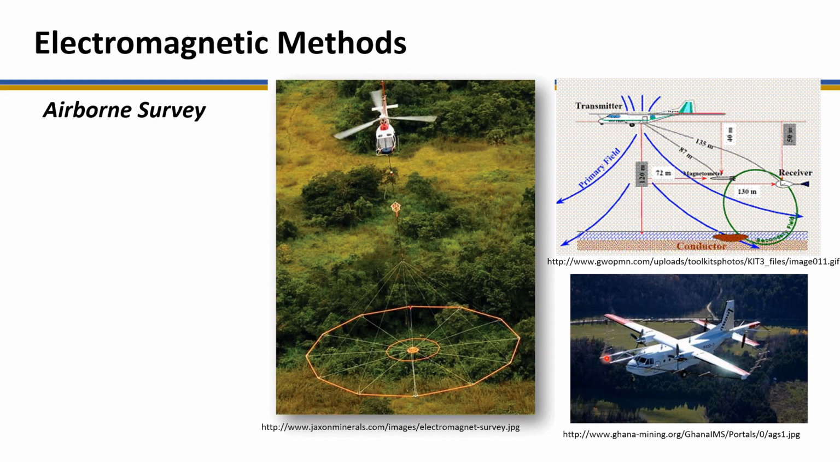So for the aircraft, the transmitter is always at the front while the receiver is at the back. And the application is almost similar to the chopper and to the land survey, but it goes airborne and it can cover a very big area in a very short time. However, this application is a bit more expensive compared to the land survey.